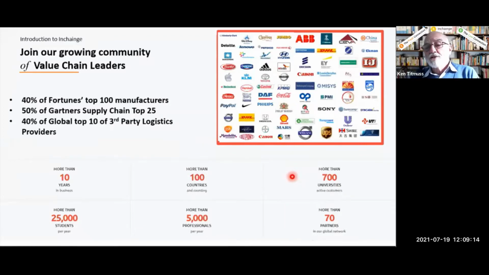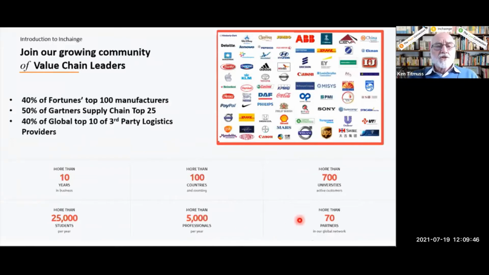There's a student challenge as well that takes place at the same time. There are 700 universities around the world that use the Fesh Connection in their educational programs. Something like 25,000 students a year go through the Fesh Connection training, and about 5,000 professionals in industry. And there are about 70 channel partners or Fesh Connection partners around the world that are promoting the Fesh Connection.